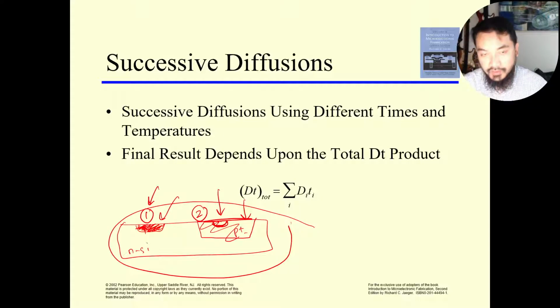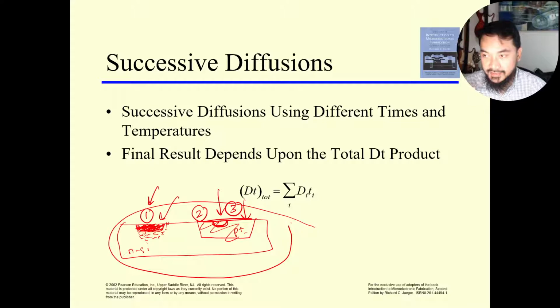The first one here will also experience the high temperature. When it experiences a considerably high temperature, further diffusion will happen to this shallow junction. So it goes down even deeper, and as it goes deeper, the concentration of the impurity atoms within the volume will drop as well, because it covers a larger volume. You know what I mean? So if you have three successive diffusion processes for your device, each one of them will experience the diffusion process of the next cycle. So for successive diffusion using different times and temperatures, the final result depends upon the total DT product.